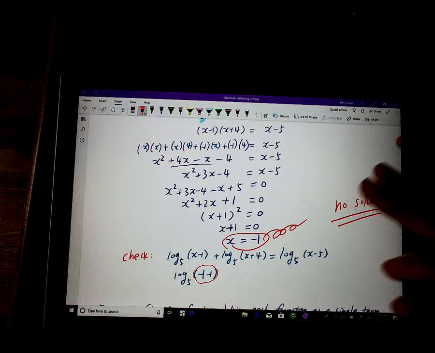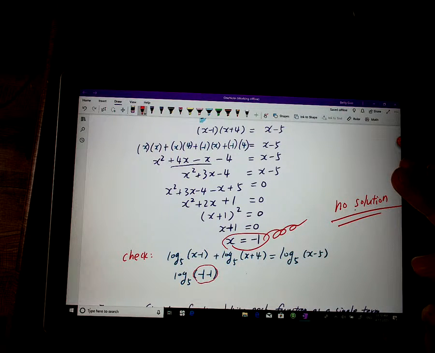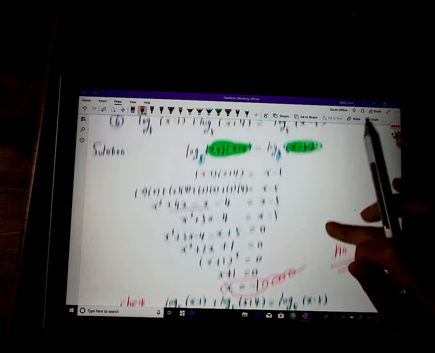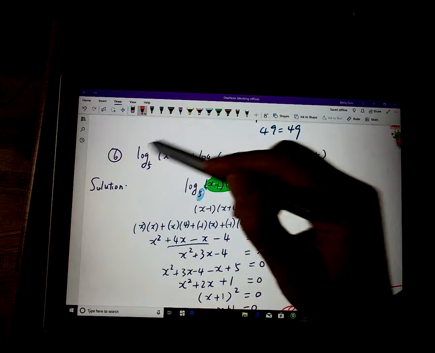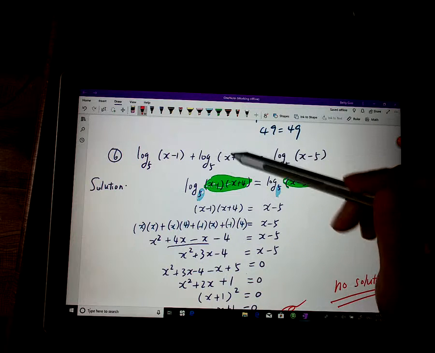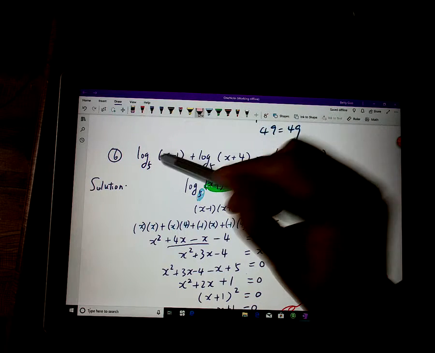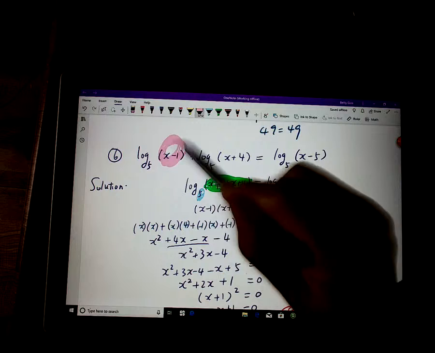Let me explain how we would have an extraneous solution for a logarithmic equation. Because let's look at the original equation. Those antilogs must be positive.